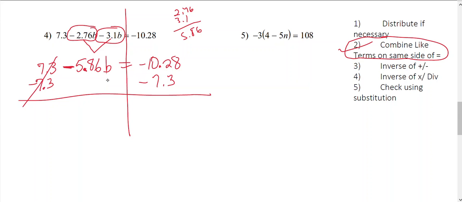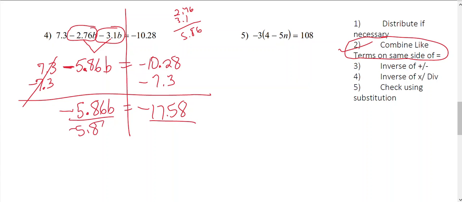Bring down the next term with the sign in front of it. And then we have negative minus. So two negatives, add and keep. So negative 17.58. Now I have multiplication. The inverse of multiplication is division. So I'm going to divide both sides by negative 5.86.